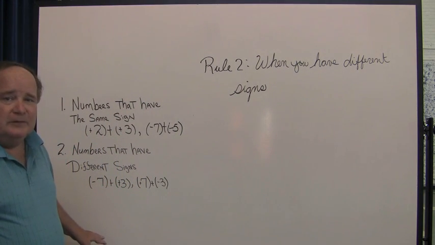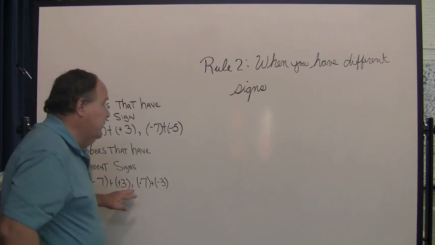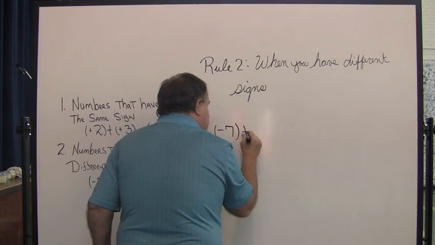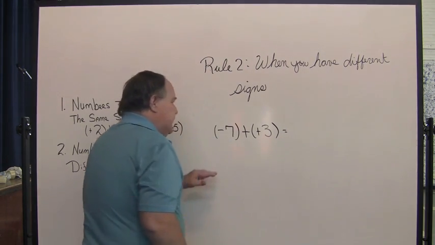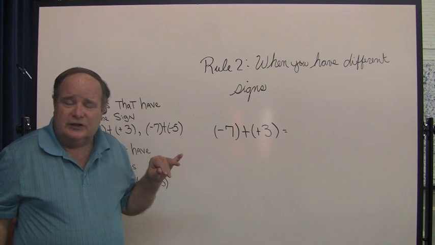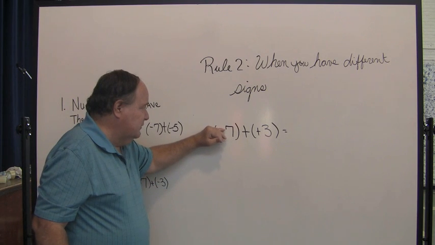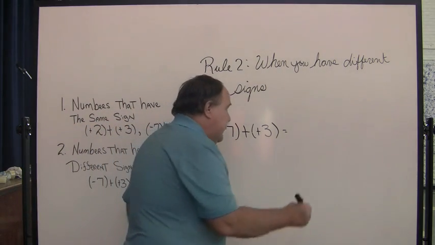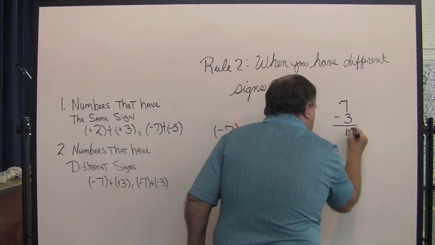Again, the very first step is we're going to forget about the signs, the plus and the minus. Let's say we have a negative 7 plus a positive 3. Temporarily, we forget about the different signs in front of each number, and we subtract the smaller number from the larger number. If I just take the signs away, I've got a 7 and a 3. So 7 minus 3 gives me a 4.